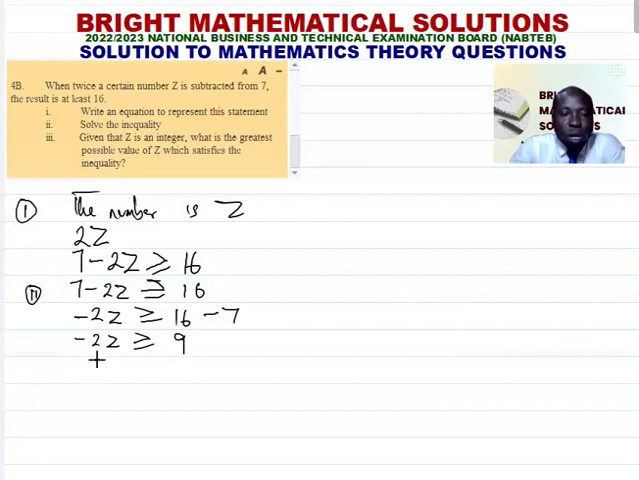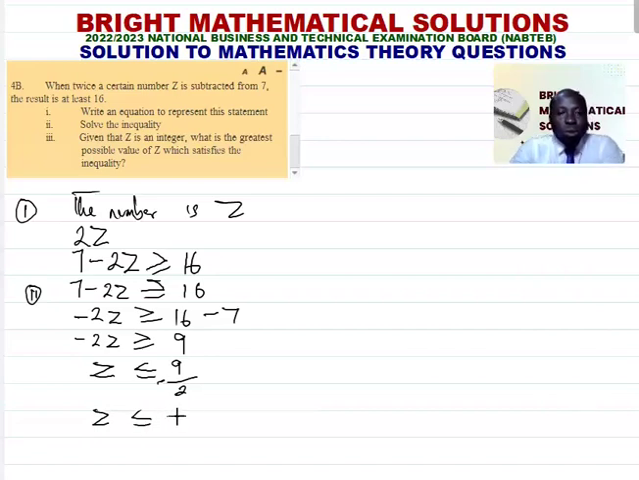So we're going to divide this expression by minus 2. So that will now become z is now less than or equal to 9 divided by minus 2. So z is now less than or equal to minus 4 1 over 2. So that is the solution.